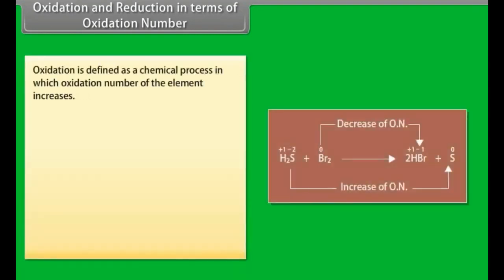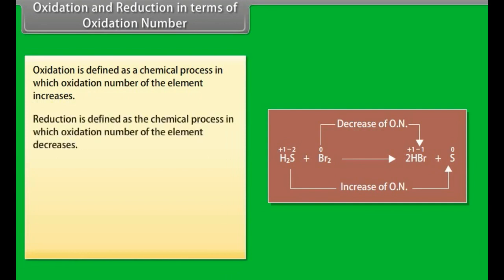Oxidation and reduction in terms of oxidation number. Oxidation is defined as a chemical process in which the oxidation number of the element increases. Reduction is defined as the chemical process in which the oxidation number of the element decreases.